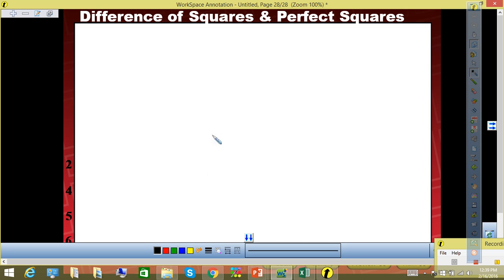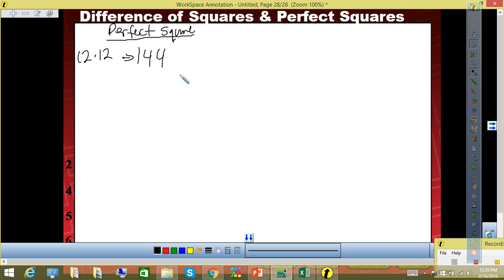So pay attention, please. A perfect square could be 144. 144 is a perfect square. Don't copy this if you don't need to. If you want to copy, it's up to you. But stay with me. This is a perfect square because it comes from 12 times 12. Do you agree with that?